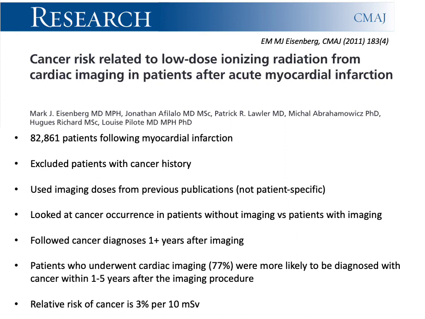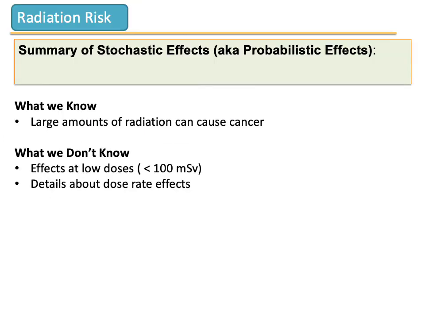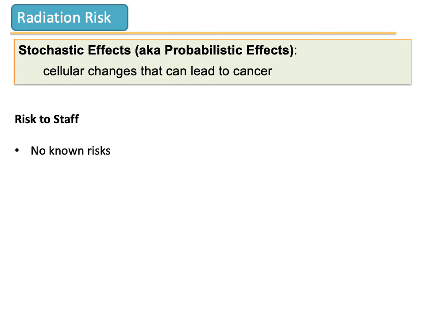So when we meet in person, we're going to discuss this a little bit more and analyze this paper in particular. So, summary of stochastic effects. What we know: large amounts of radiation can cause cancer. What we don't know: the effects at low doses, which I'm defining as below 100 millisieverts, and details about these dose rate effects.